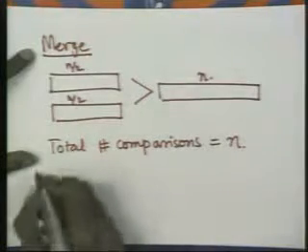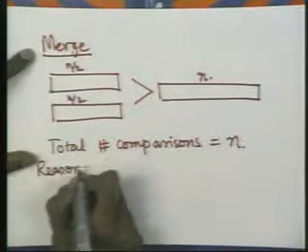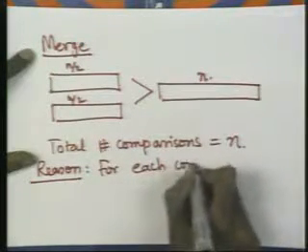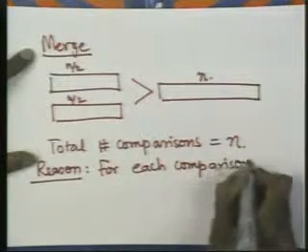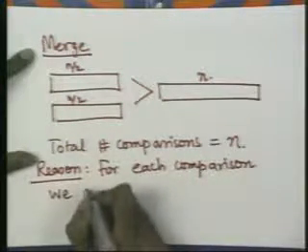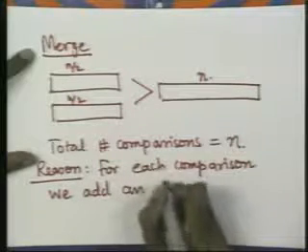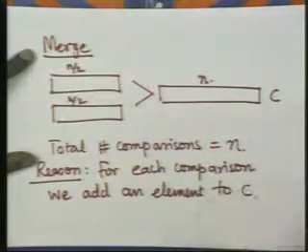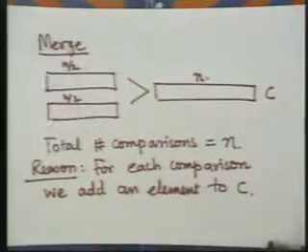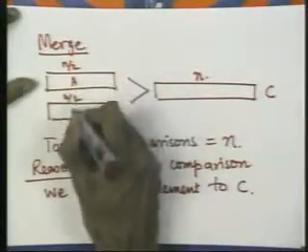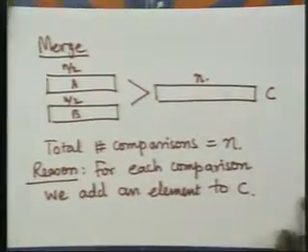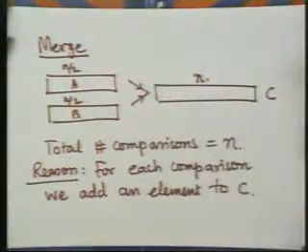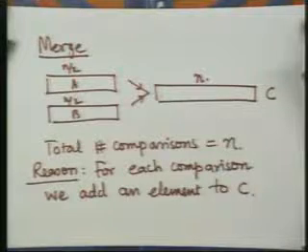The reason is, for each comparison, we add an element to this array C. From these two smaller arrays A and B, I pick an element and add it to C. The total number of elements in C is n. So the total number of comparisons I make is also n.